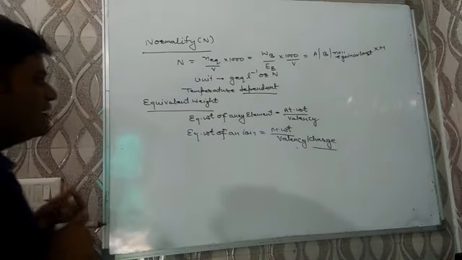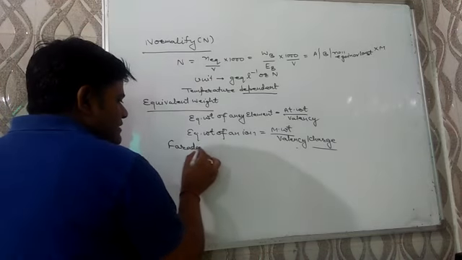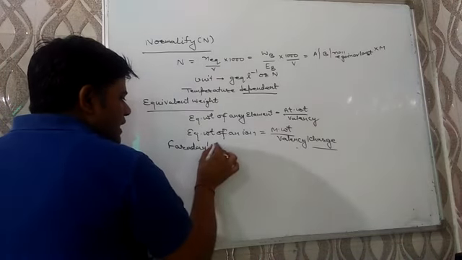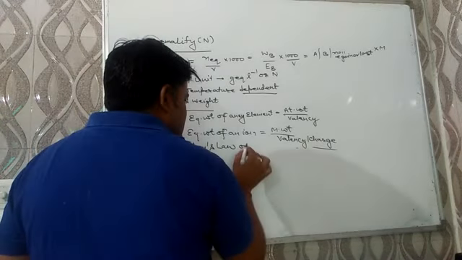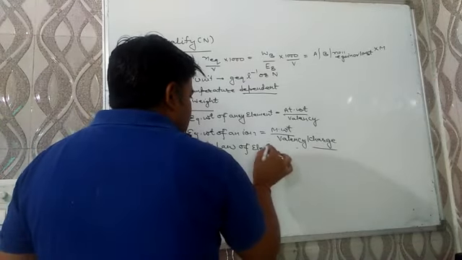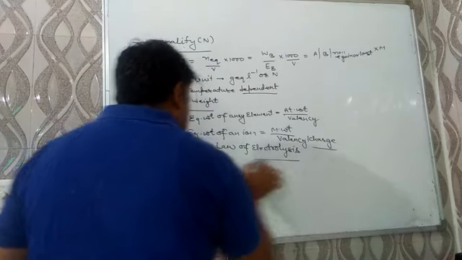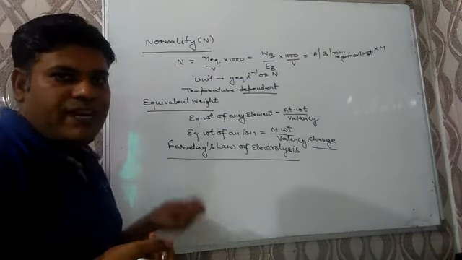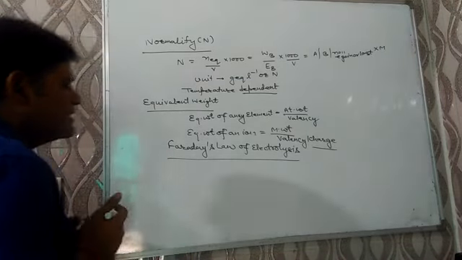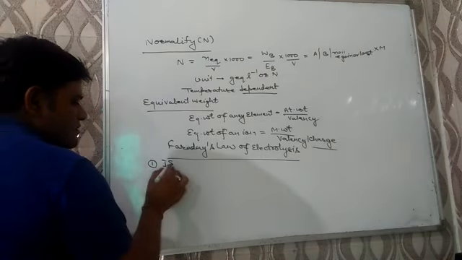Next method, equivalent weight can also be found out by use of Faraday's law of electrolysis. And Michael Faraday was a mathematician, but he made discoveries in the field of physics. There are two laws of Faraday, and the first one is the first law.